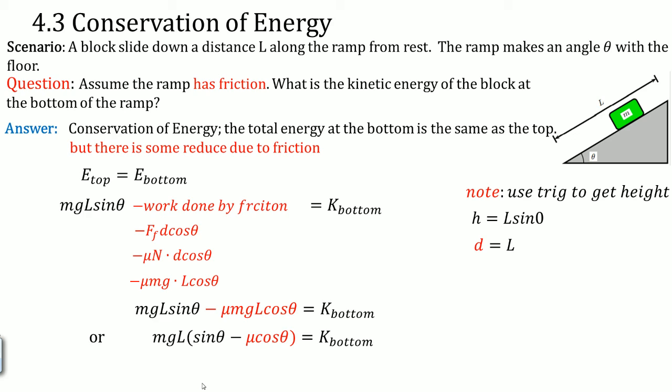Please understand that this really actually looks like just mgh. But the h value here is defined by the L times the parentheses of the difference, sine theta minus mu cosine theta. All right, so there you go. This is the energy of the block going down the ramp with friction removed from it.